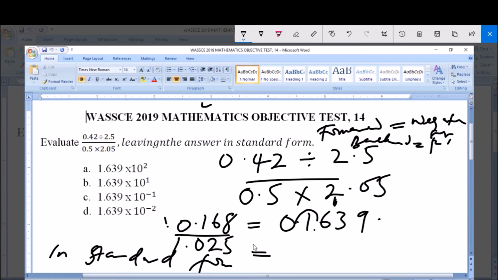So now our answer to this particular question will be 1.639 times 10 raised to the power of minus 1. That's option C, 1.639 times 10 raised to the power of minus 1. And that's the answer to this particular question.